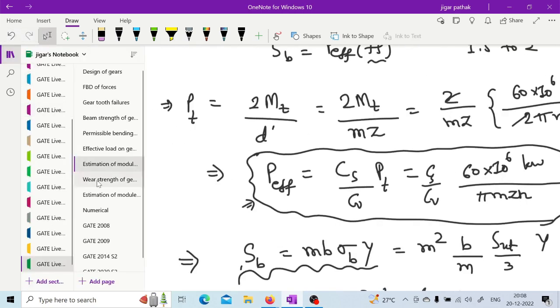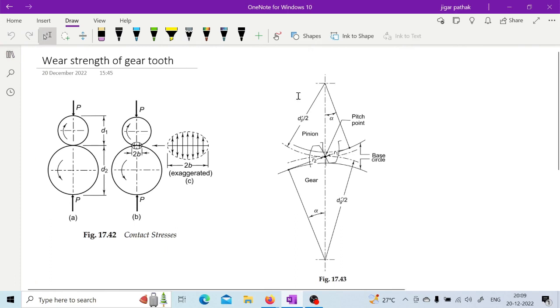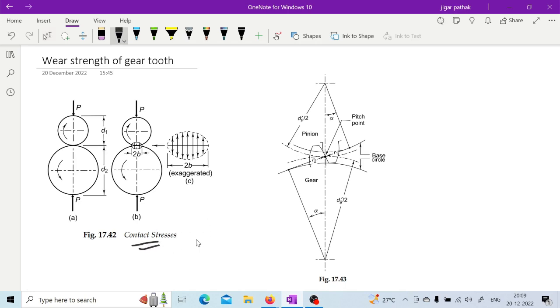So let us go further to see this wear strength. The wear strength of this gear tooth is based on the contact stress, or Hertz contact stress. Whenever gears are in contact with each other, there is high stress at the contact surface. It results in this stress area, this 2b. This is an elliptical stress area at which the compressive contact stress is acting. This Hertz contact stress is given by 2P upon pi bL.